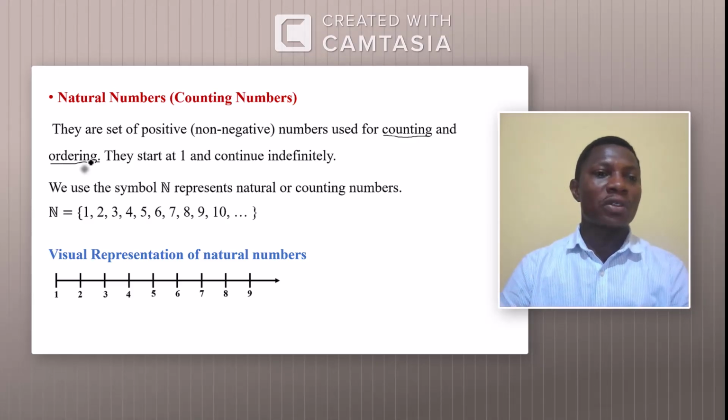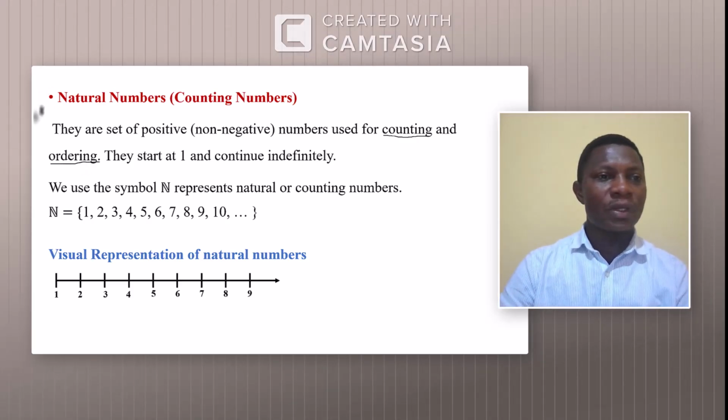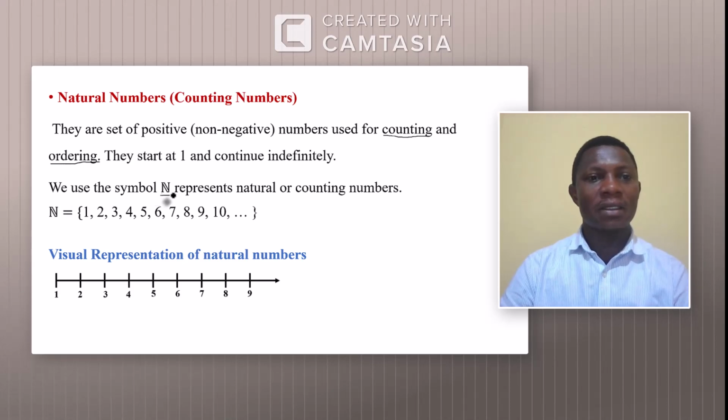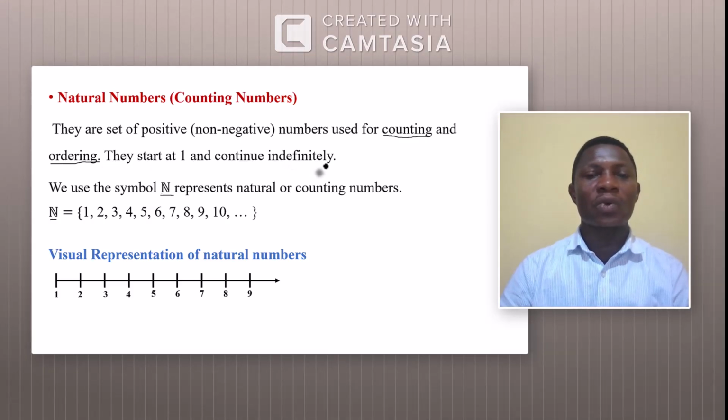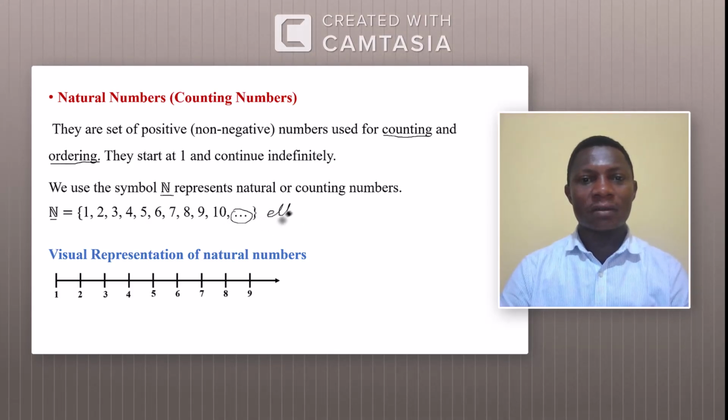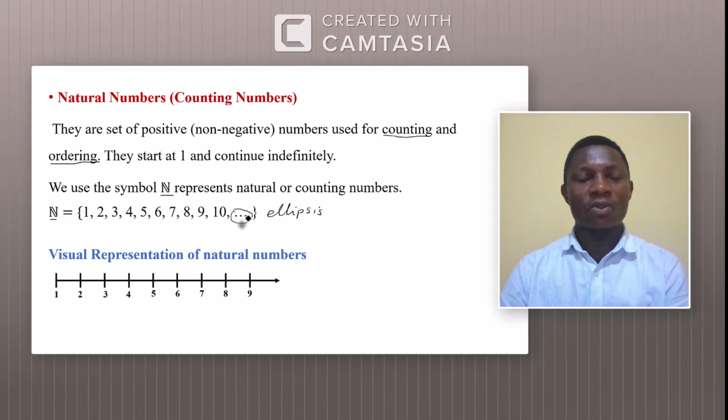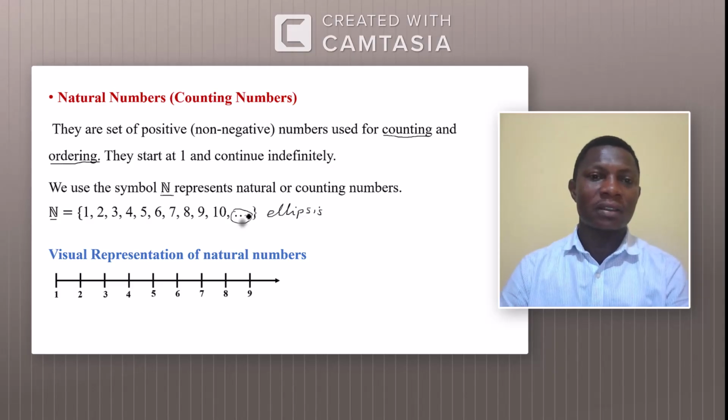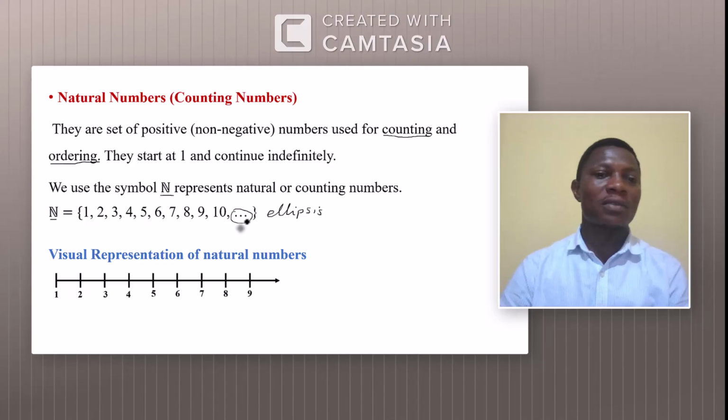into their various positions. Now we said that we use the symbol N to represent natural numbers or counting numbers. So if we use the symbol N to represent natural numbers, it means N is equal to 1, 2, 3, 4, 5, 6, 7, 8, 9, 10, and so on. From our definition, they start at 1 and continue indefinitely. These three dots here, we call them ellipses. The ellipses mean there are a lot of numbers to be written, but we cannot write everything. So it continues forever.